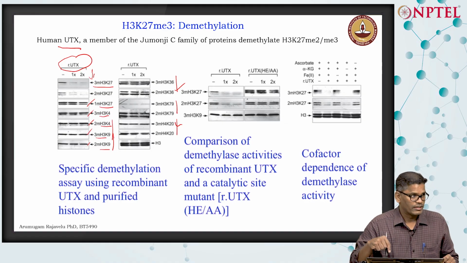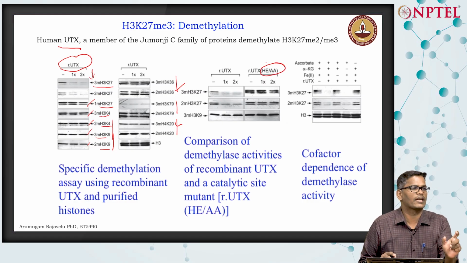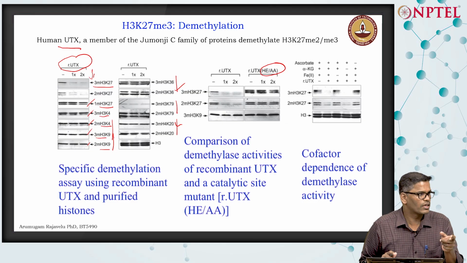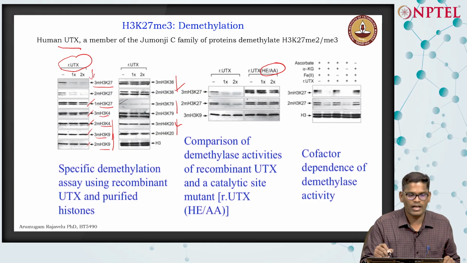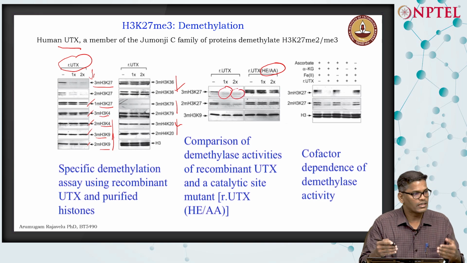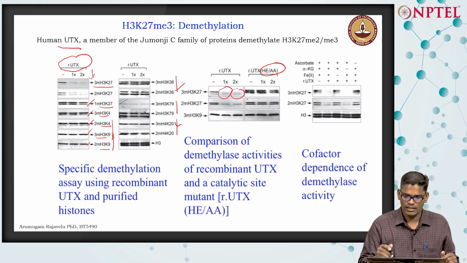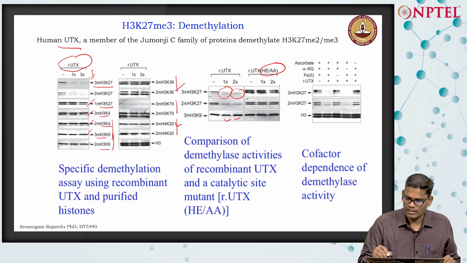To validate further, this is another assay they have done beautifully. They made a mutant UTX protein, a catalytically inactive mutant. You can mutate the key residues. In this case, histidine and glutamic acid they mutated to alanine, a double mutant. And you see here the wild type protein, no signal. That means it erased, it demethylated. Whereas the mark is intact with the mutant protein, although they used the same concentrations, they see signal.